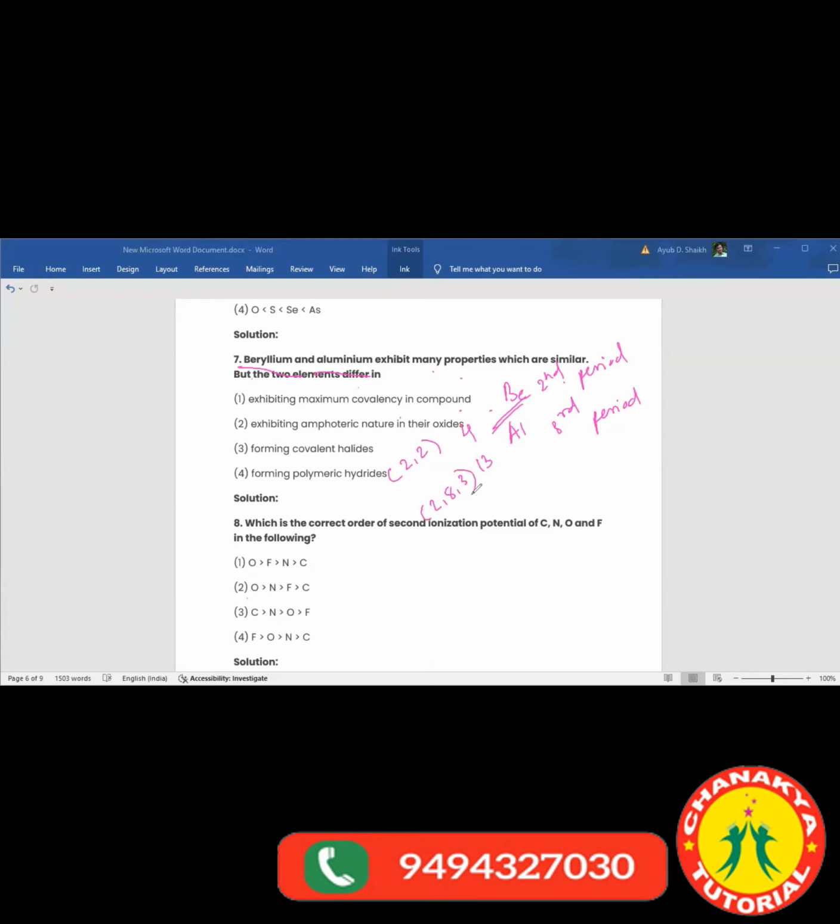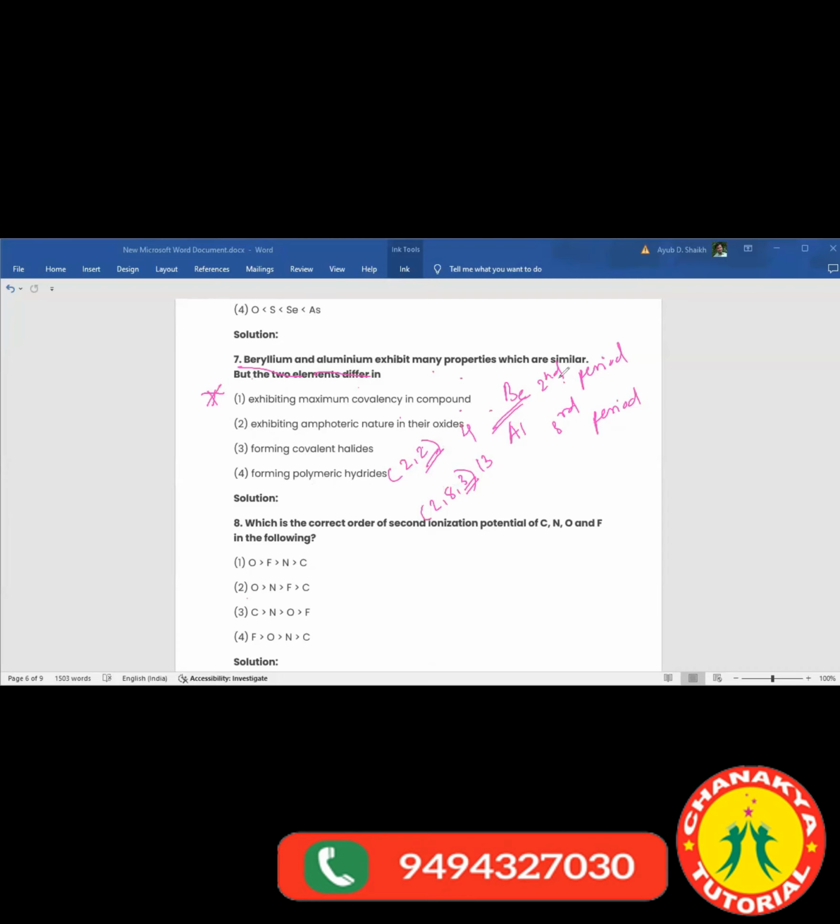Yes or no? Their covalencies are different. Covalency here will be 2 and here it will be what? 3. So beryllium and aluminium have a diagonal relationship. They possess similar properties, but they differ in exhibiting maximum covalency in a compound. Right? So they differ in maximum covalency in a compound. Your option first one is the correct one.